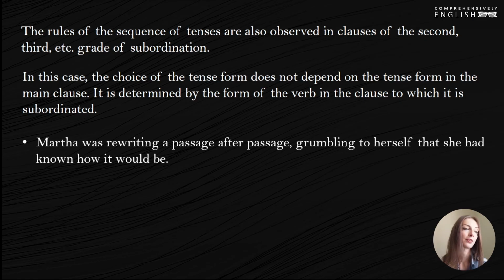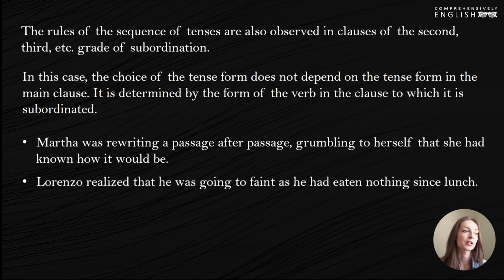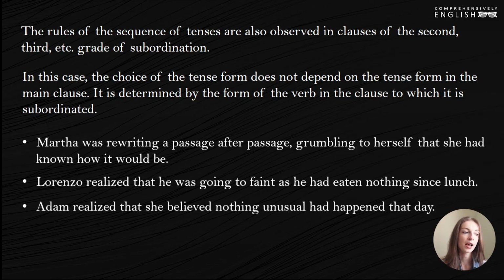Let's see. Martha was rewriting a passage after passage, grumbling to herself that she had known how it would be. Lorenzo realized that he was going to faint as he had eaten nothing since lunch. Adam realized that she believed nothing unusual had happened that day. How it would be is subordinated to that she had known there and then, yeah? And she had known before she was rewriting.